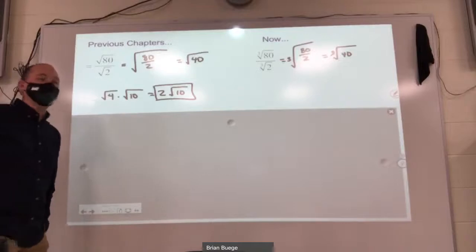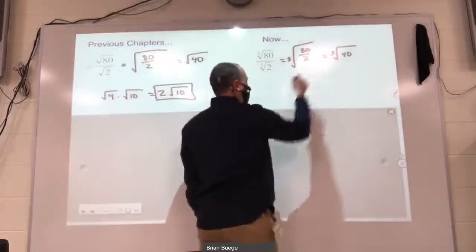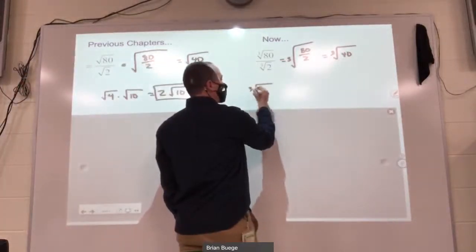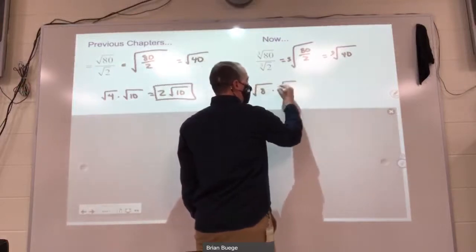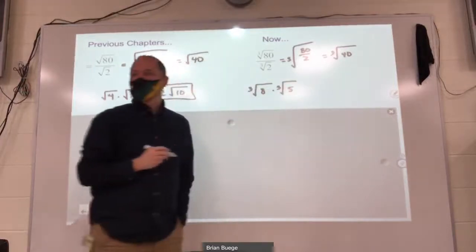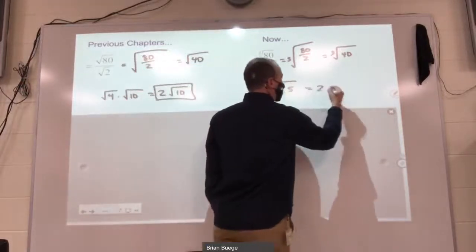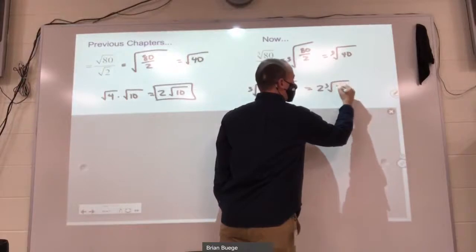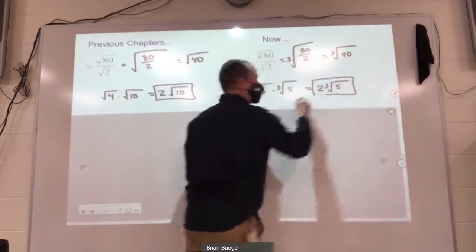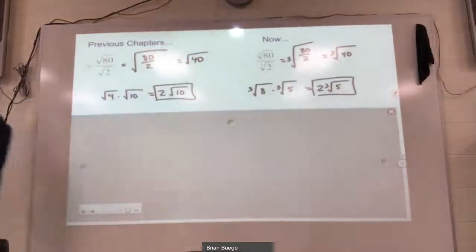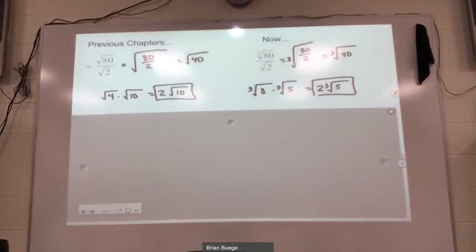It is 8. Yep. So in this case, I can factor to the cubed root of 8 times the cubed root of 5. And once again, we can simplify. Cubed root of 8 is 2. Cubed root of 5 just comes along for the ride. There's nothing else we can do. So there's our answer: 2 times the cubed root of 5.